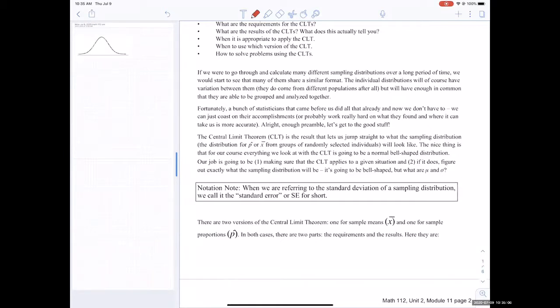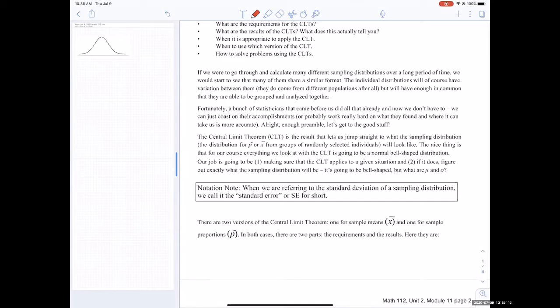Fortunately, a bunch of statisticians that came before us did all that already, and now we don't have to do it. We will trust in the work of previous scientists and mathematicians, and rely on their prior knowledge. We can't just coast on their accomplishment, so we'll work really hard on what they found and where it can take us more accurately. All right, enough preamble. Let's go through the good stuff here.